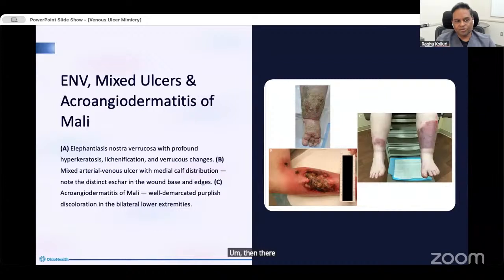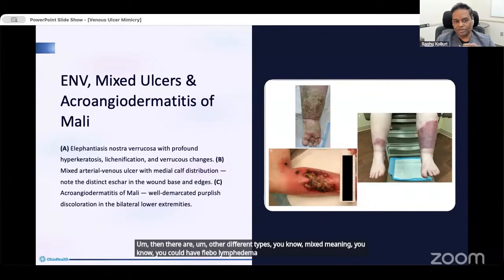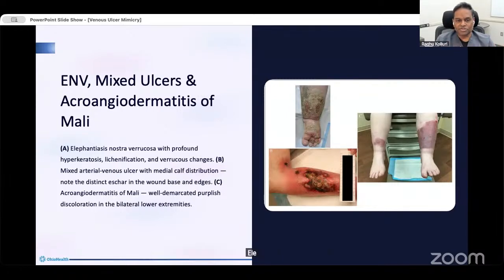Then there are other different types, mixed, meaning you could have phlebolymphedema leading to ENV, which is elephantiasis nostras verrucosa, where you have these verrucous changes, but they just end up resulting in these profound ulcers. Then you have arterial ulcers, and mixed with venous, you have ischemia, that is panel B. And then C here is acroangiodermatitis of Mali, which is basically angioproliferation and microscopic extravasation of RBCs, the pseudo-Kaposi sarcoma.